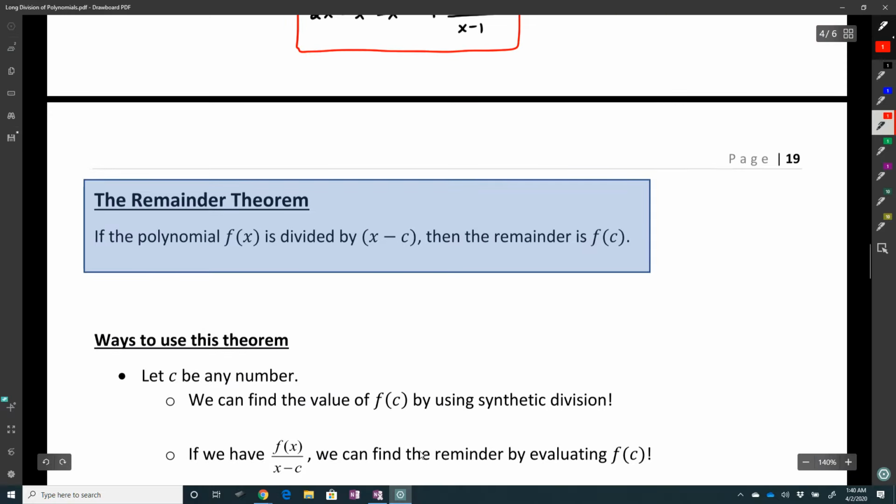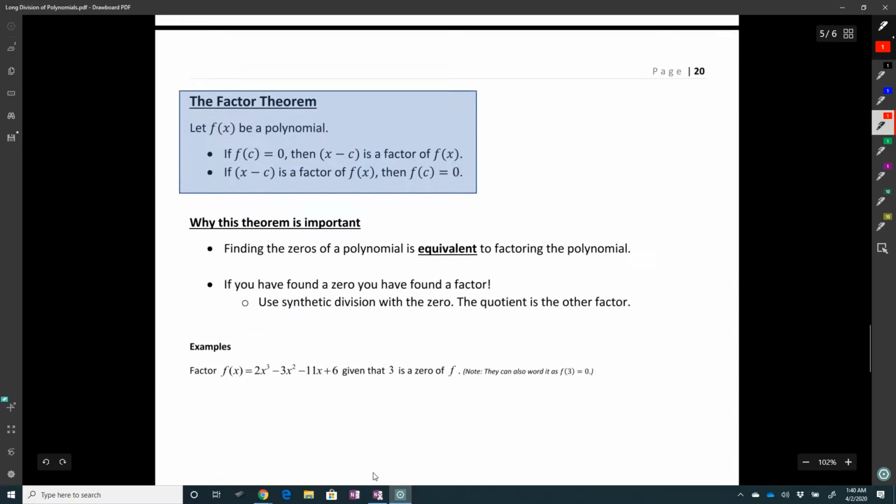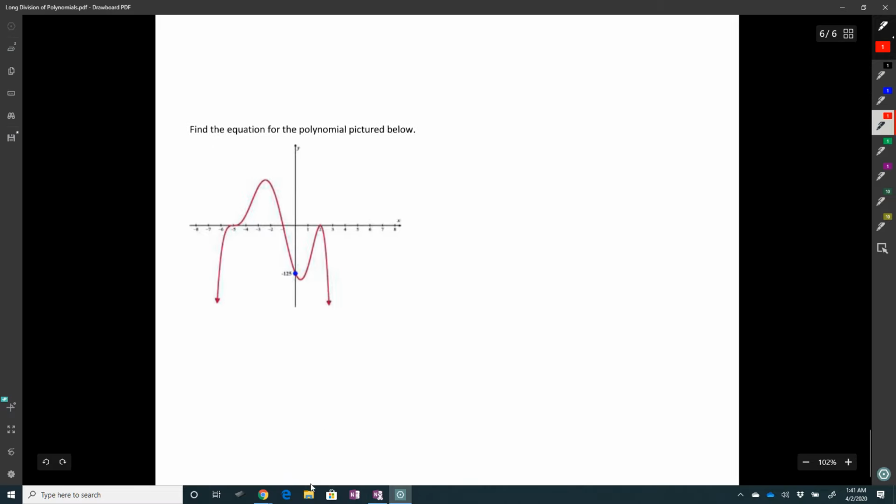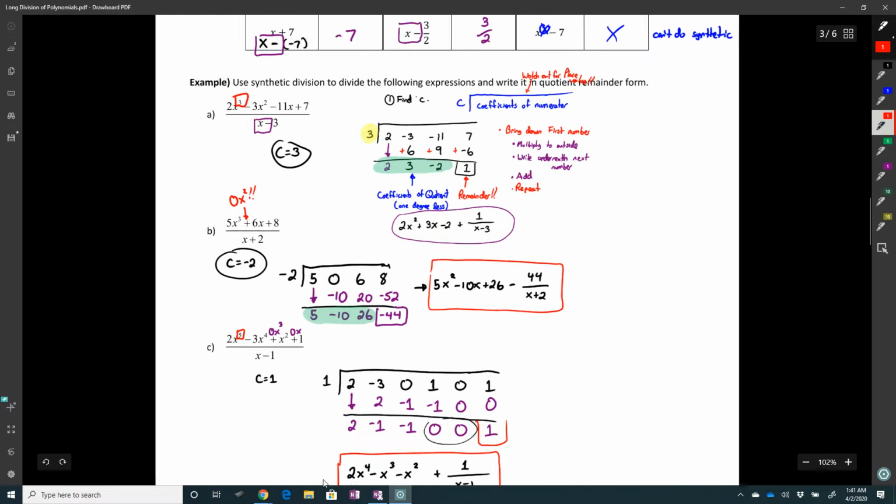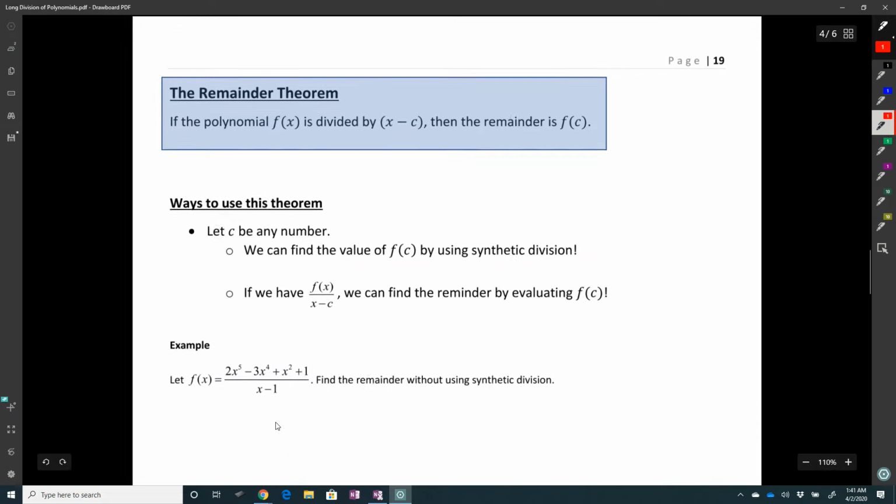All right, so the last bit of this section is the remainder theorem. How many pages we got anyway? Yeah, 3 pages left. All right.